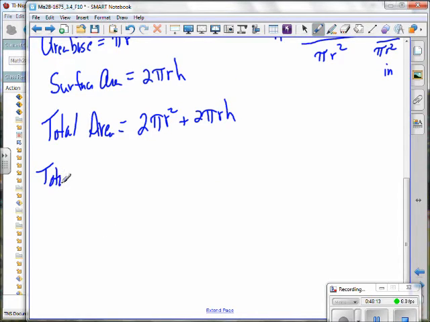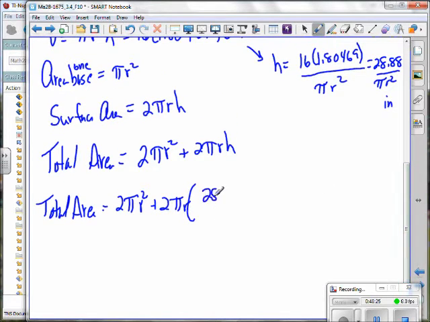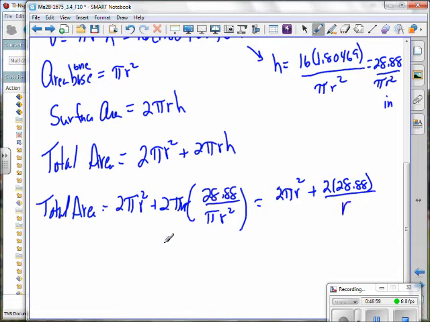So let's see. Our total area would be 2 pi r squared plus 2 pi r times approximately 28.88 divided by pi r squared, right? Now I'm going to take what Aaron said. If I have pi r and pi r squared here, this would be 2 pi r squared plus 2 times 28.88 divided by r. Do you agree with that? The pi's are going to cancel. An r factor here subtracted from an r factor down here would leave just r.